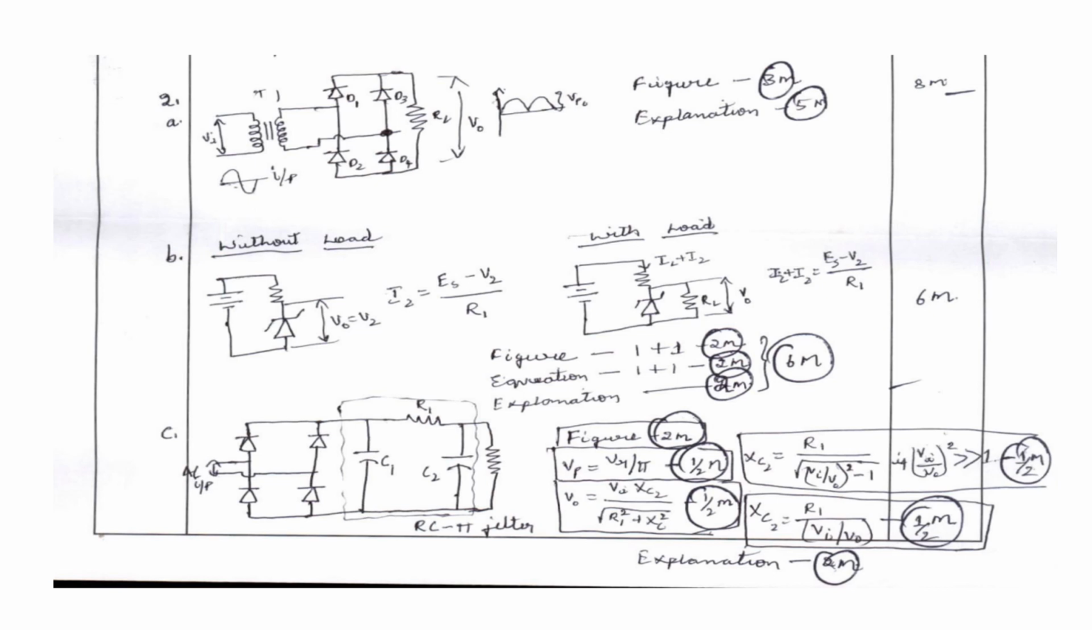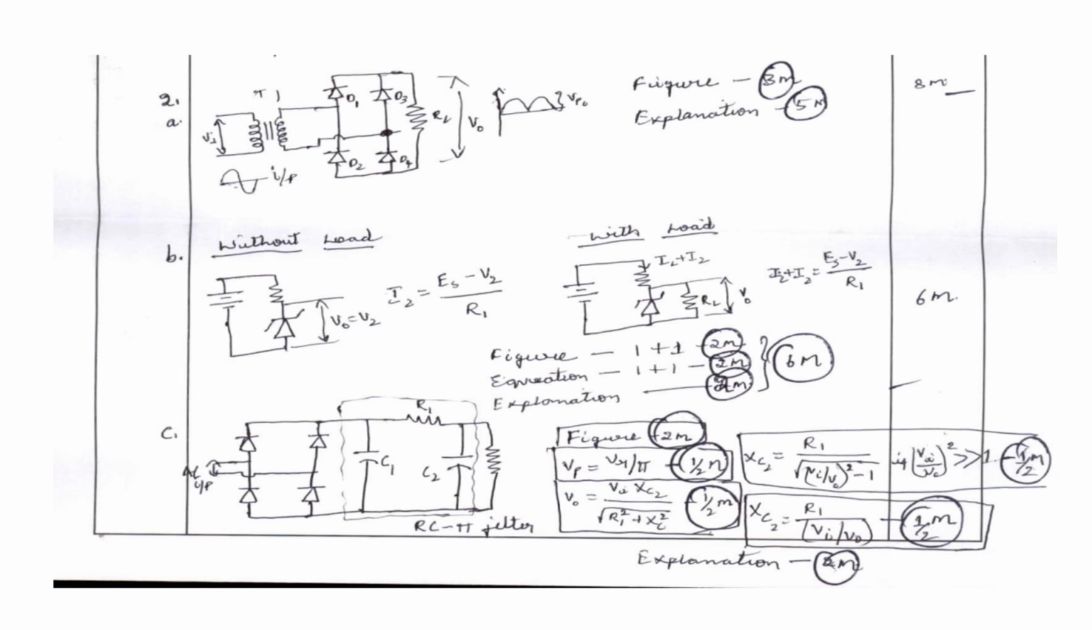B was Zener diode with and without load. Zener diode as a voltage regulator with load and without load. So without load the diagram and with load diagram. So the figure carries 2 marks, that is without load 1 mark, with load 1 mark, so totally 2 marks. Explanation for this carries 2 marks and equations for these two carries 2 marks. So totally it is of 6 marks.